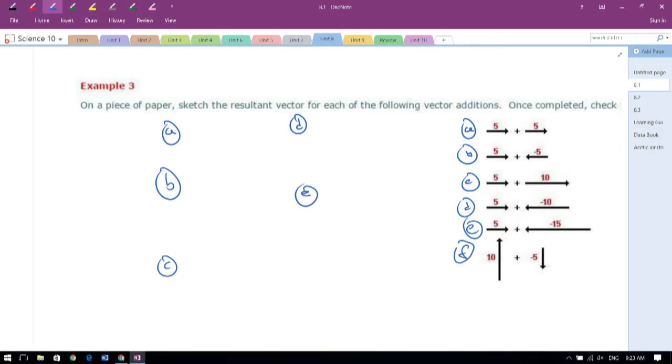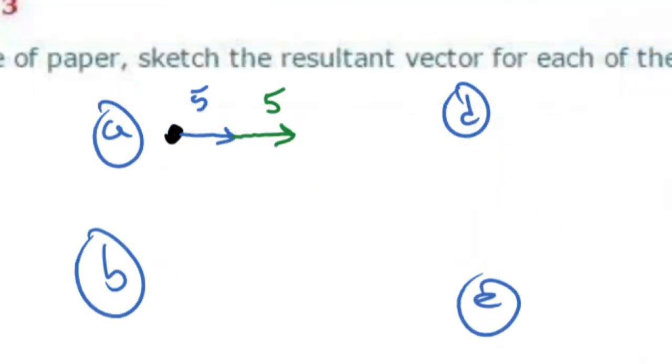So for letter A, I'm going to have some starting point. I'm going to have one arrow going to the right, has a magnitude of 5, and then I'm going to have a second arrow, which is going to the right with a magnitude of 5, and my resultant will be from where I started to where I ended. So in this case, 10 to the right.